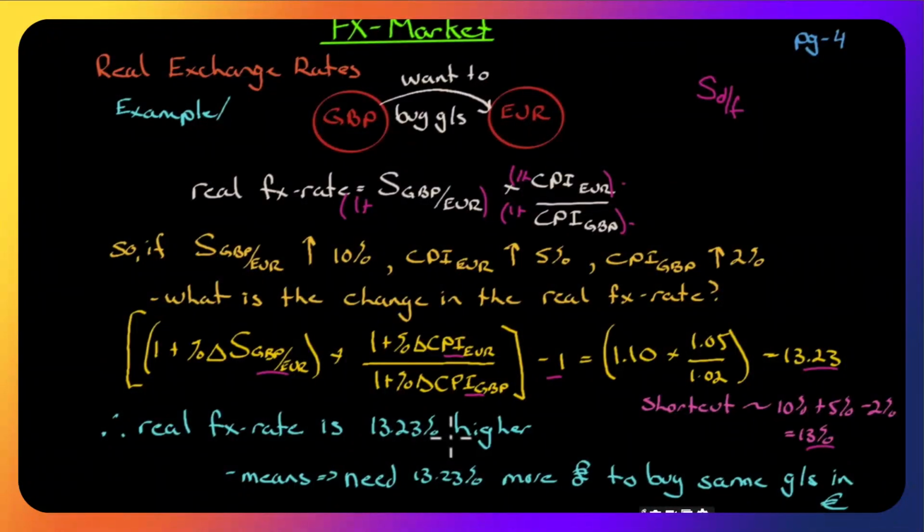What does that mean? Well, let's go back to our spot rate. What's our spot rate saying? It is saying that 1 euro buys so many British pounds. Well, if the exchange rate is 13.23% higher, what is that saying? It is saying that the euro now buys more pounds. The euro is buying 13.23% more British pounds. It is also saying this: you need 13.23% more British pounds to buy the same goods and services in euros. So the real exchange rate increased by 13.23%. You need that many more domestic units of your currency to buy the same basket of goods.